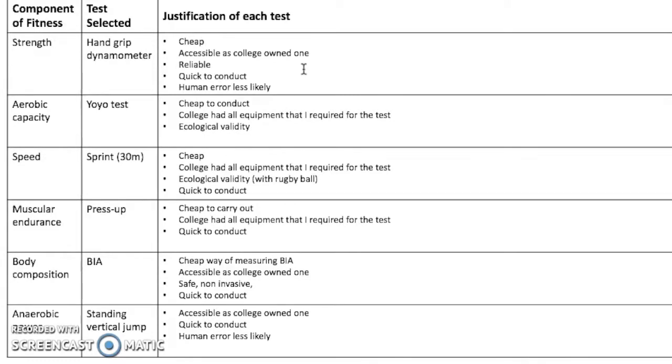And the ease of the dynamometer means that the client is likely to carry out the test in the same way each time, so they might do it with the same action, and this will increase the reliability of the test, as the results gained will be more accurate.